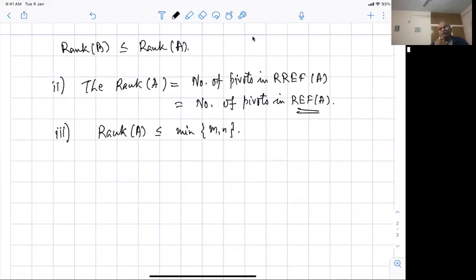And RREF is computed using the row operations. Now, what happens if I start with the matrix A? I apply column operations, that is, I multiply by elementary matrices on the right. Fine. So it turns out that if I apply elementary matrices on the right, I can still get it in a certain form, which will be similar to the idea of RREF itself. And therefore, I can talk of rank of a matrix from that point of view also.